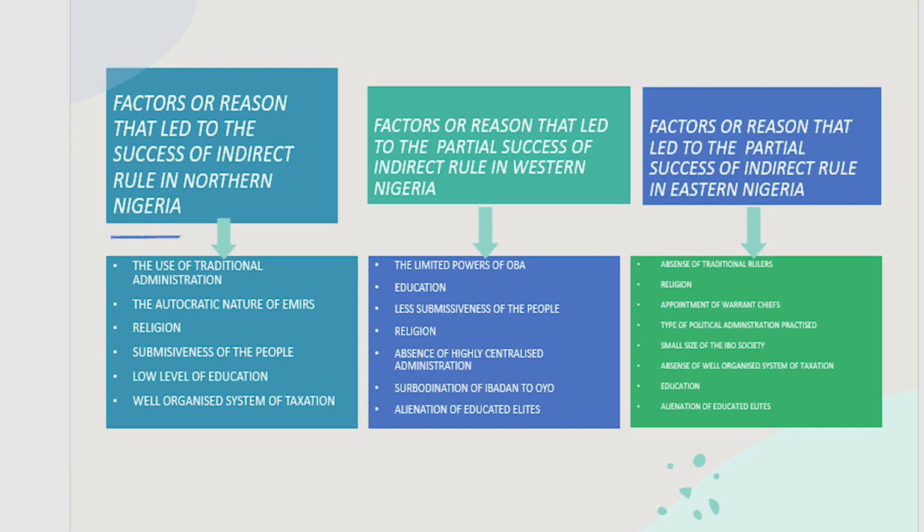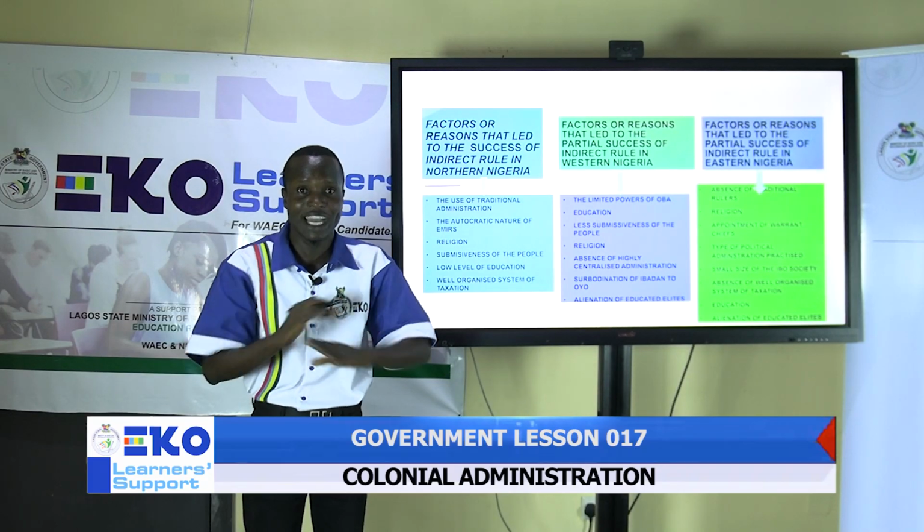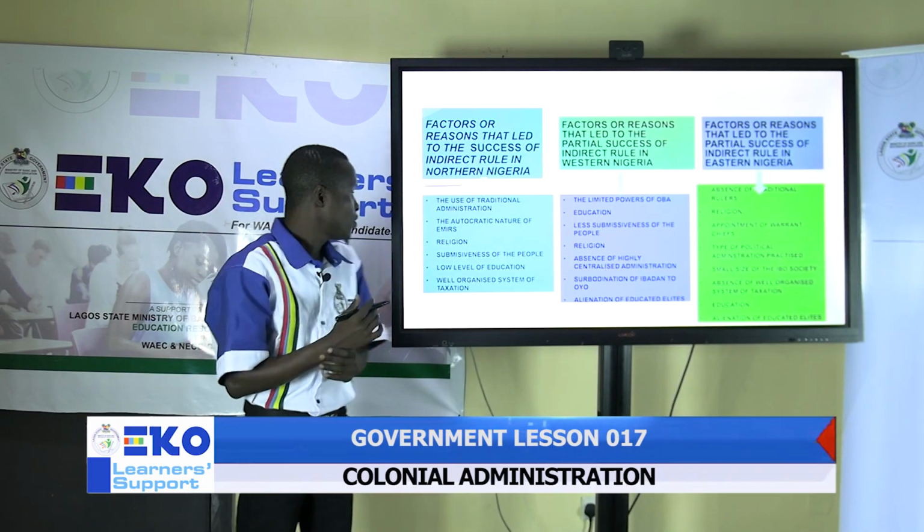The emirs are autocratic because they believe that anything, according to Islamic law, anything the emir says is final. It comes from God, so there's no need to change it. Anything he says is final because they believe that it comes from God.